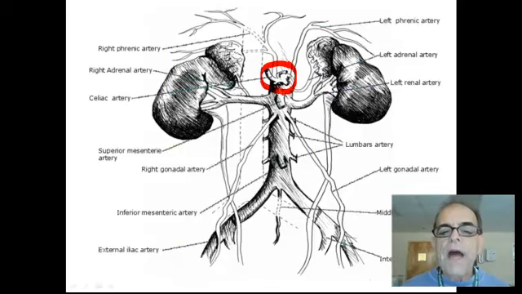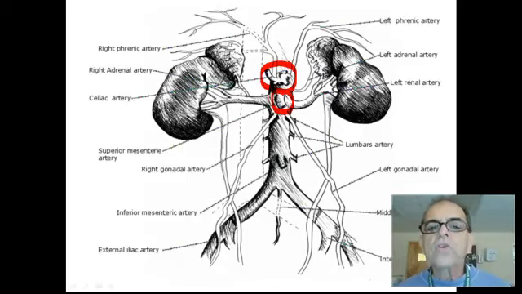The next branch is very important, and it is another landmark: the superior mesenteric artery, a very important artery that gives blood to the bowel. The superior mesenteric artery is easy to recognize because the walls are echogenic. In other words, on the screen, the walls of the superior mesenteric artery are hyperechoic.